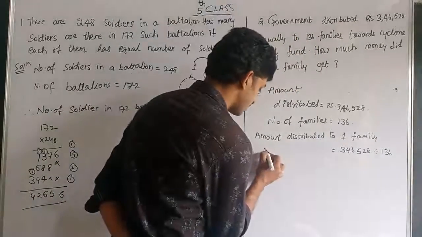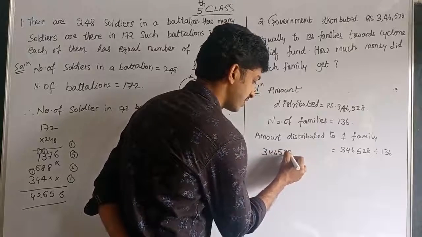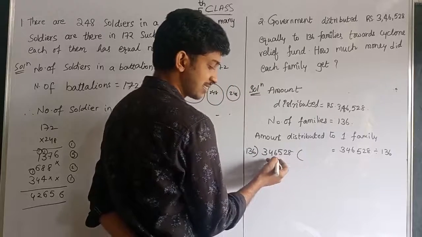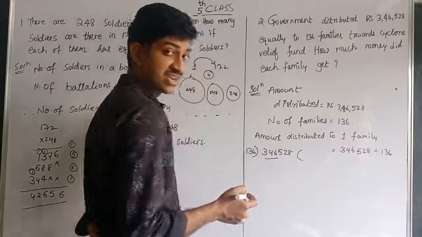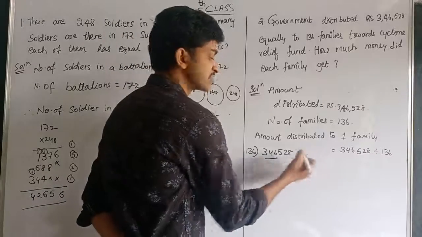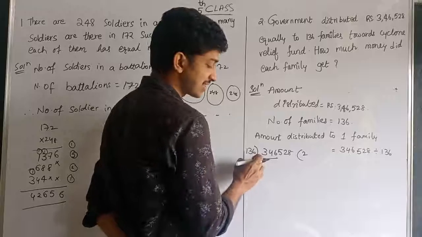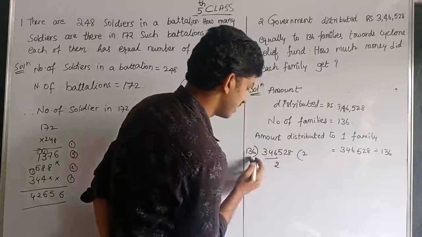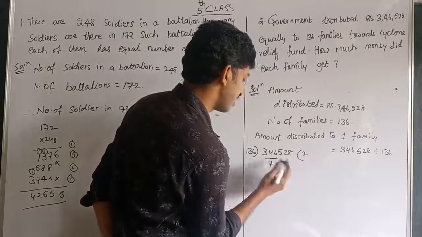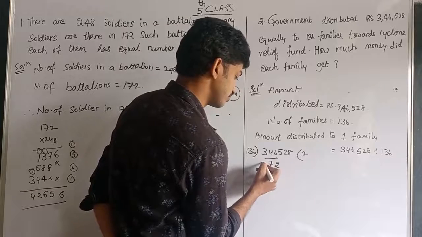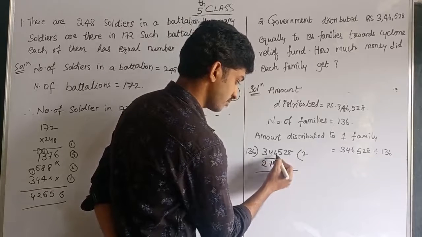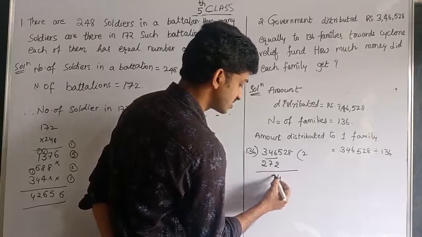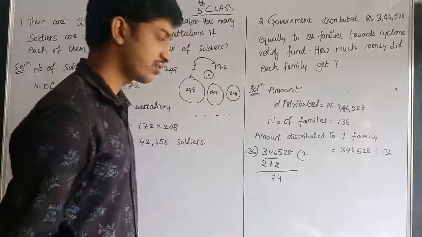Okay, so divide 3,46,528 by 136. See here, 136, take these 3 digits. If you take these 3 digits, it becomes 346. Take 2 times. If you take 3 times, it is greater than this value. That's why I am taking 2 times. 2 6s are 12, 2 3s are 6, 6 plus 1, 7, and 2 1s are 2. Subtract: 6 minus 2, 4, and 34 minus 27 equal to 7. Okay, 74 I got as remainder.